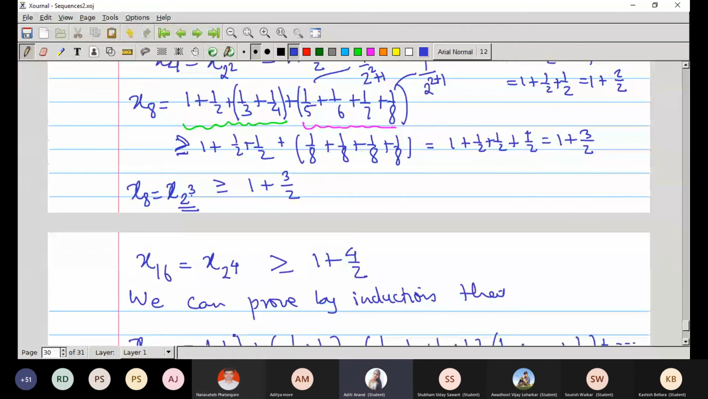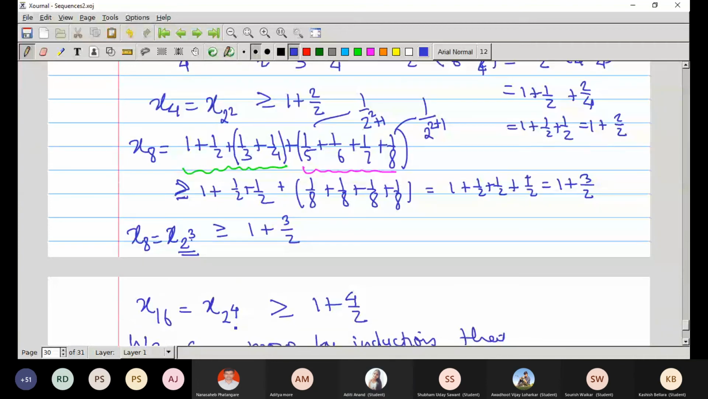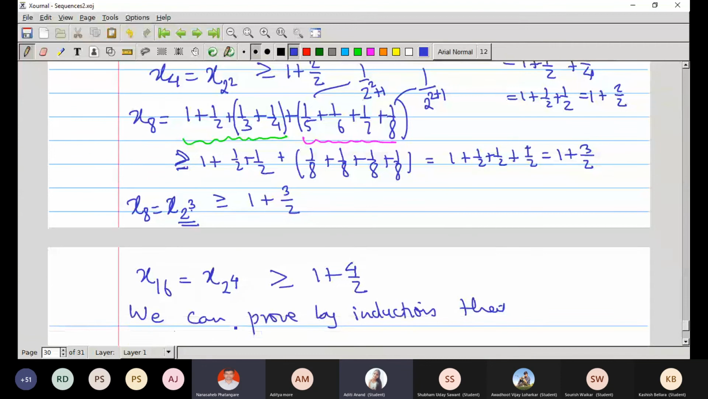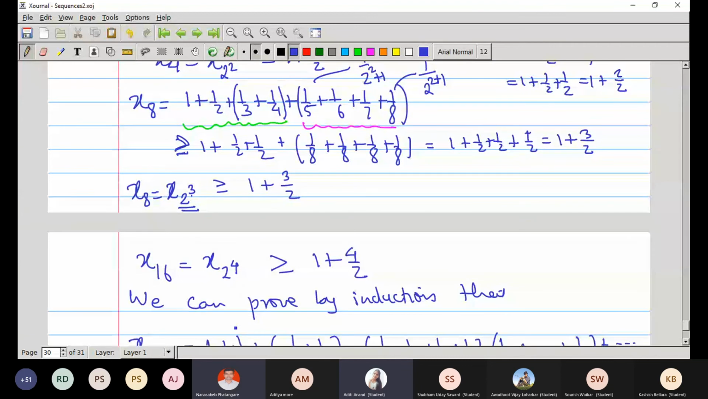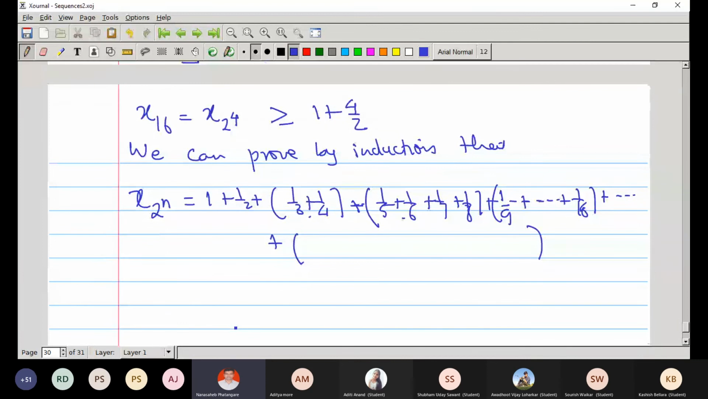Sir, if we would have taken 1 by 8 in all the terms in this x8, then that doesn't give us concrete information. You can try later on. We want some concrete information. That's why we are using this criteria.